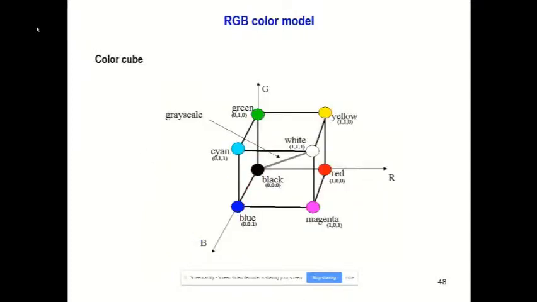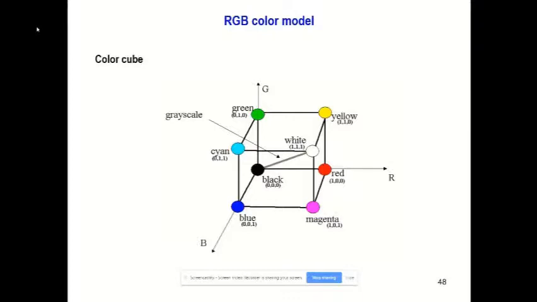And here is the RGB color model. This is the color cube for the RGB color model. The coordinates of each point in this cube are used to find the color on the RGB, red, green, and blue scale. For example, the corner point with the coordinates 0, 0, 1 should be the blue color.